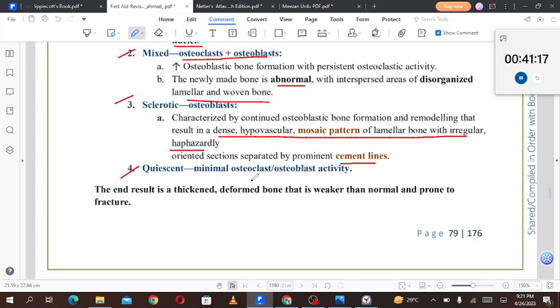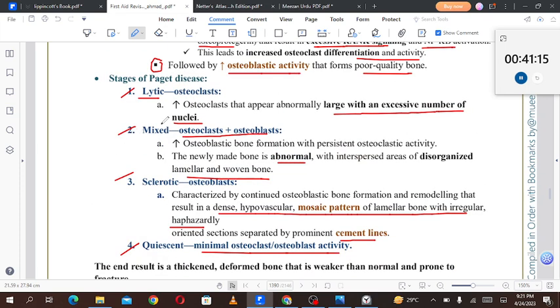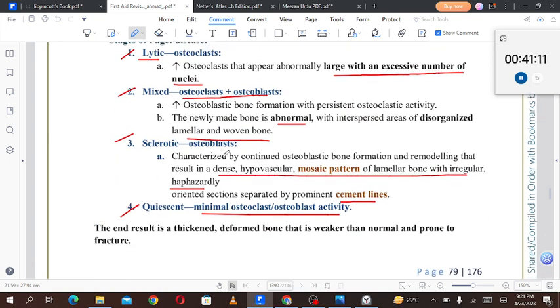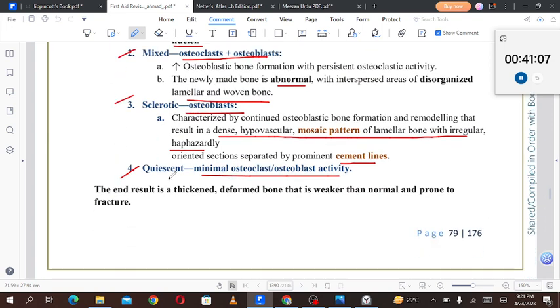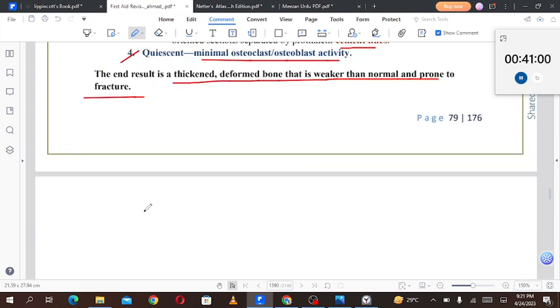Then we have a quiescent phase, that is minimal osteoclast and osteoblast activity. So the story begins with osteoclasts, then osteoblasts come into the picture along with osteoclasts, then it is just osteoblasts that remain, and ultimately the quiescent stage in which everything is over. The end result is thickened, deformed bone that is weaker than normal and prone to fracture.